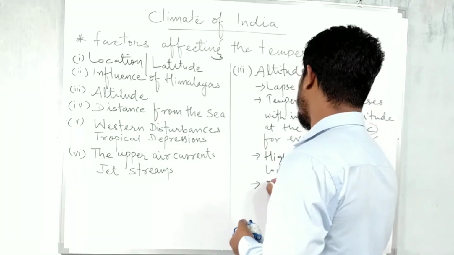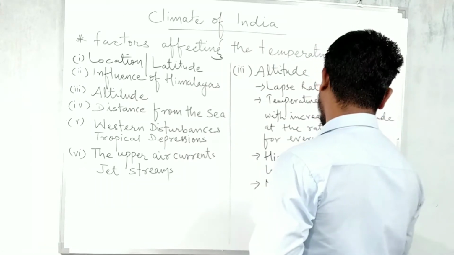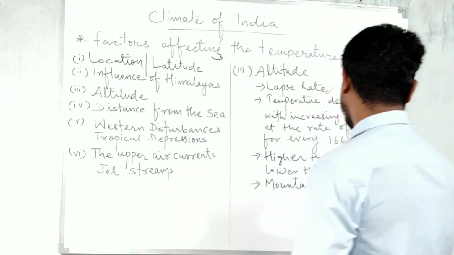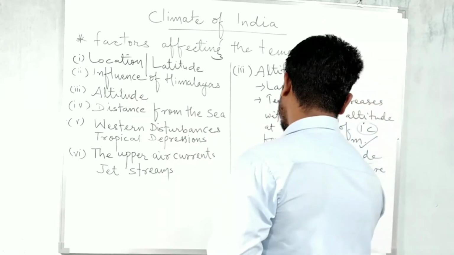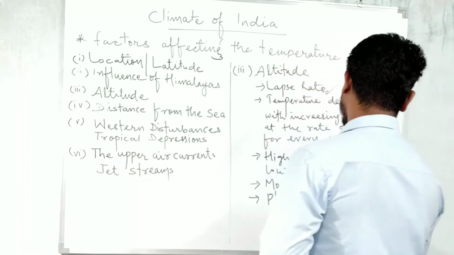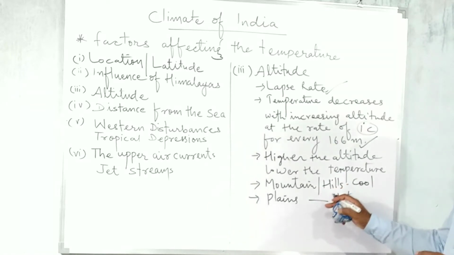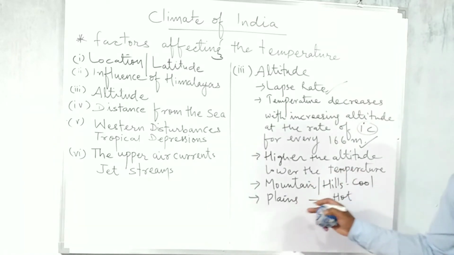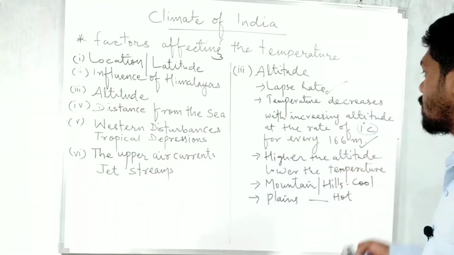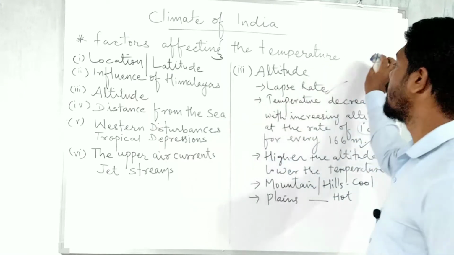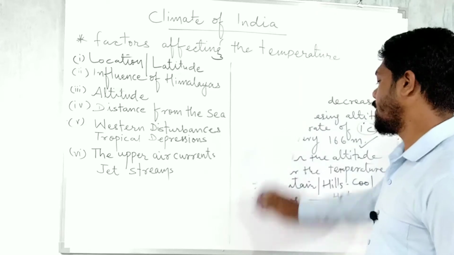So mountains or hills will have a cool climate, whereas plains will be hot, right? So mountains or hills will be cool and plains will be hot, that is in the summer seasons. Now let's discuss the fourth point, that is the distance from the sea.